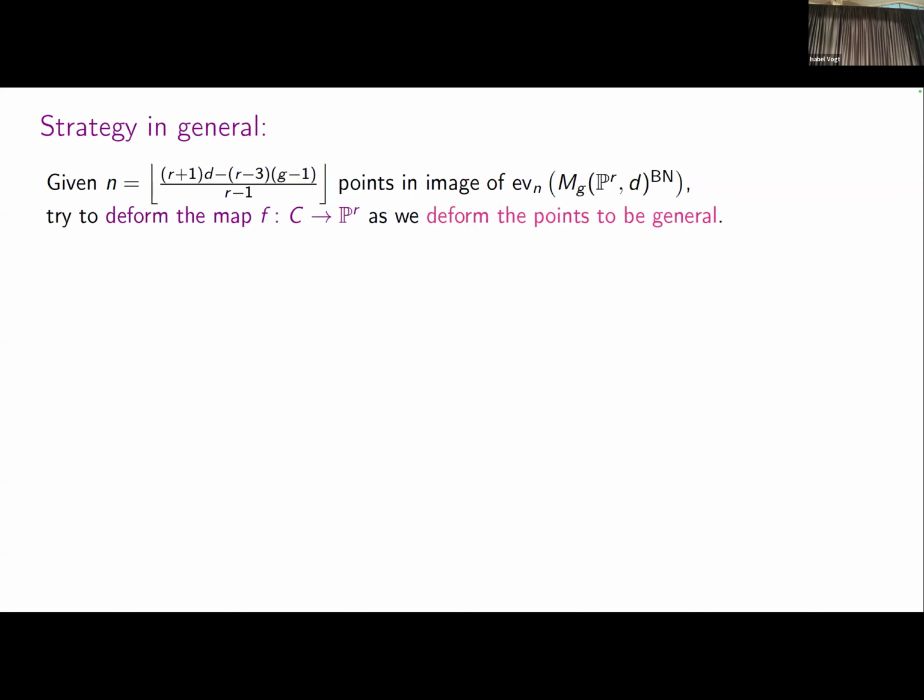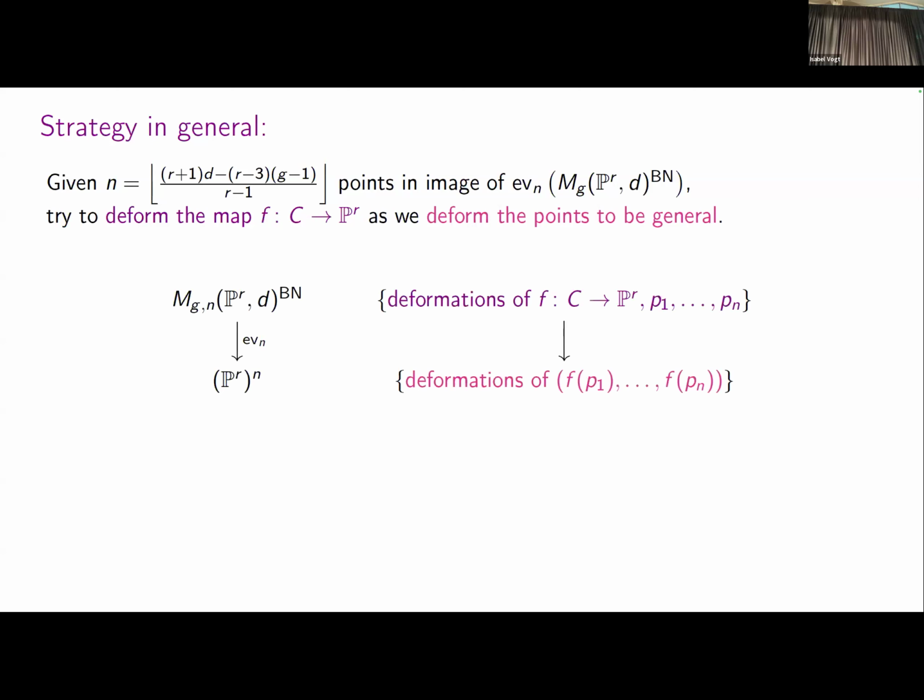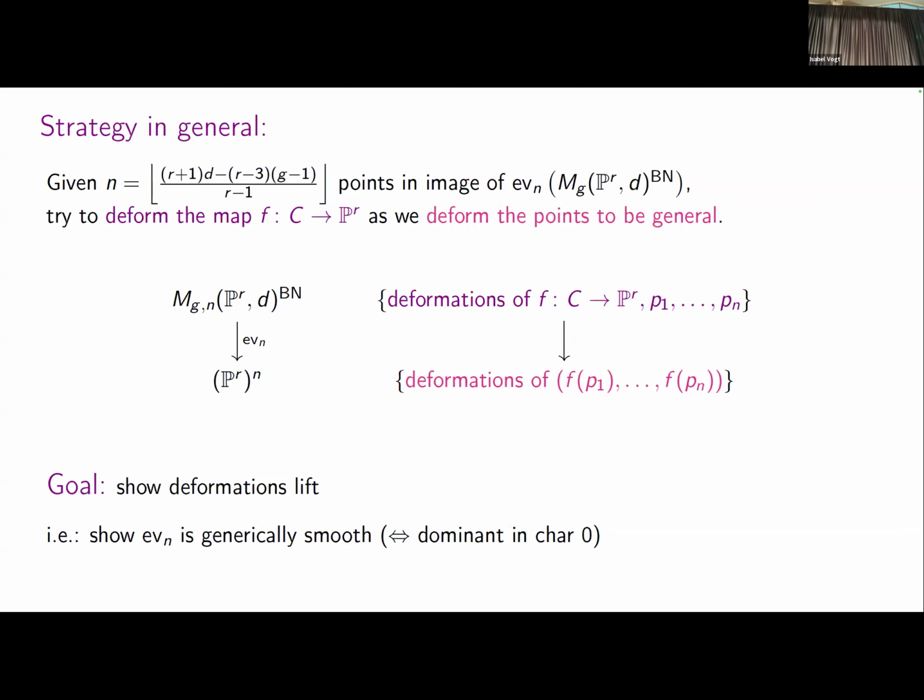So said another way, using our moduli spaces, there's a natural map from deformations of the map f from C to P^r together with the points P1 through Pn on the source curve, to deformations of the images of those points, which is just, I see where they go. So this strategy, I'm trying to take some general deformations here, and I'm trying to lift them to deformations of the map. So I'm trying to show that I have a lifting of deformations here.